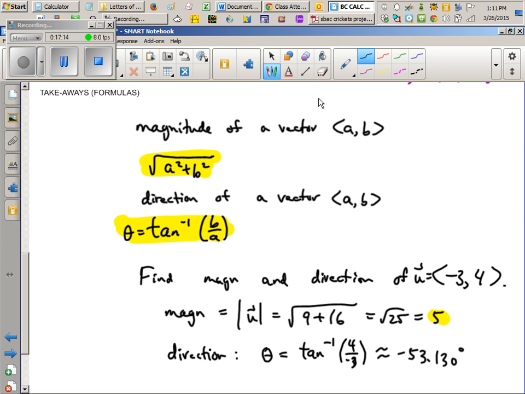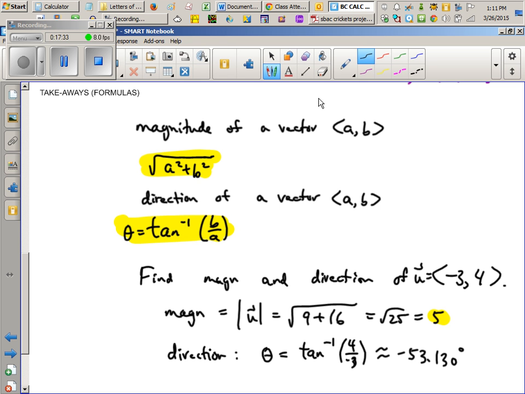Why don't I believe that? I don't trust the calculator at all. Now, if I add 360 to that, it gives me 306. I still don't trust it. Do you know why I don't trust it? Yeah, Kevin? Because the vector -3, 4 should be in quadrant 2, and the angle of -53 is in quadrant 4.